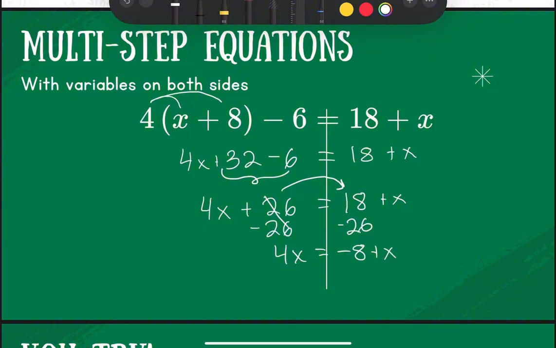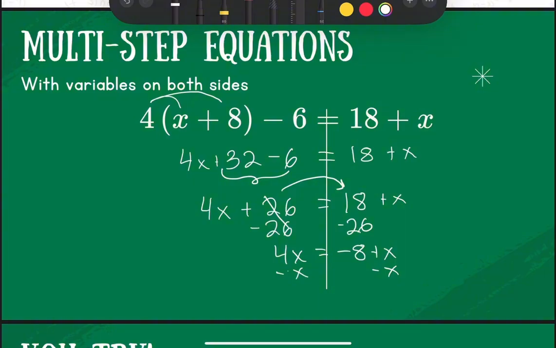And now here, this is the only new thing that we're learning today. Everything else that we've done so far has been covered in previous videos. But here, we have an x on our left side of the equal sign and an x on the right side. So what do we do? Well, the same way that we combine 26 and 18 so that they could be together, we're going to combine this x and this x so that they could be together. So I'm going to do minus x on both sides.